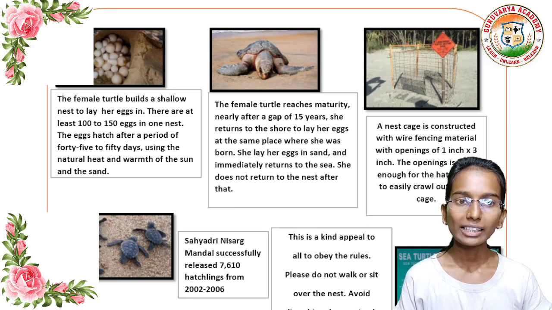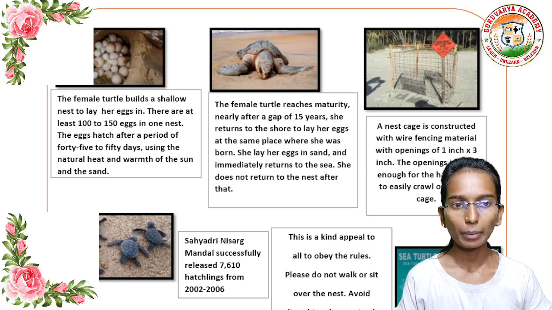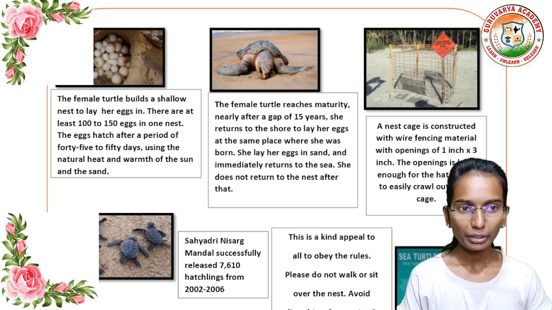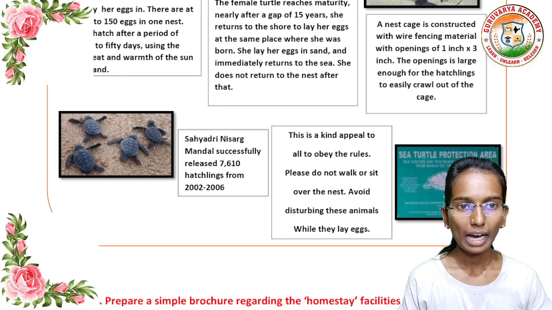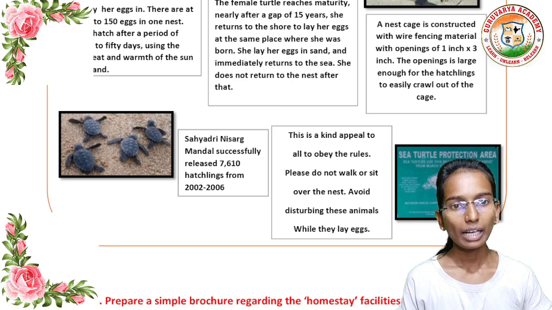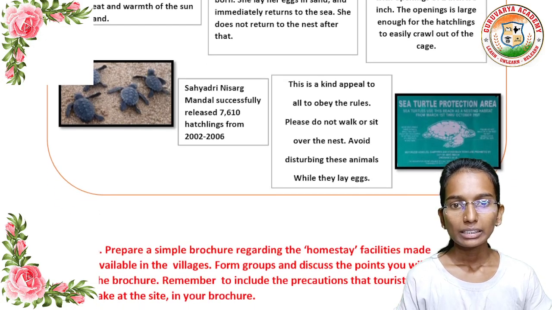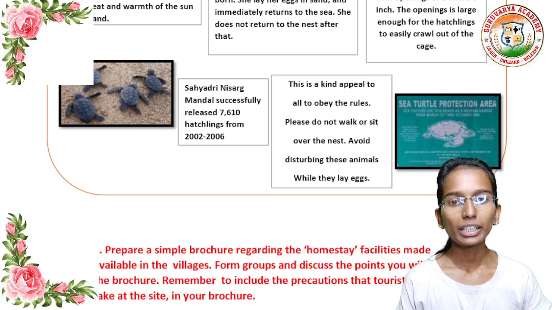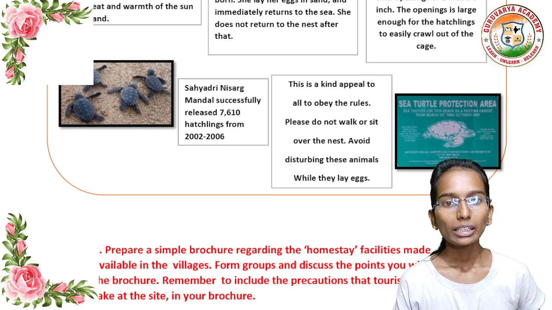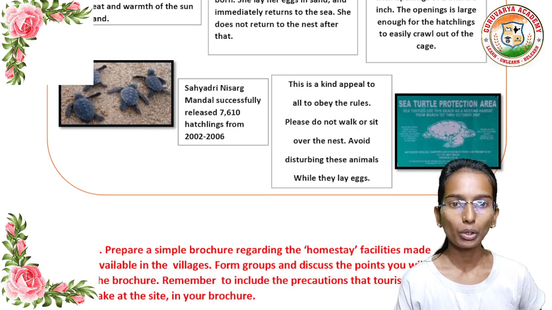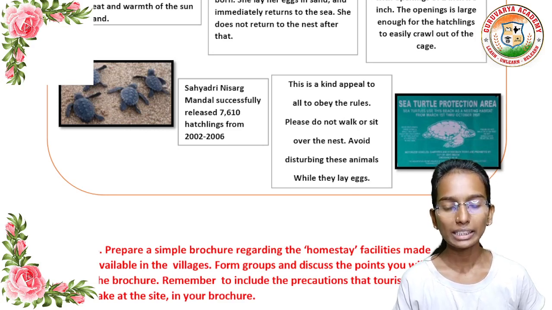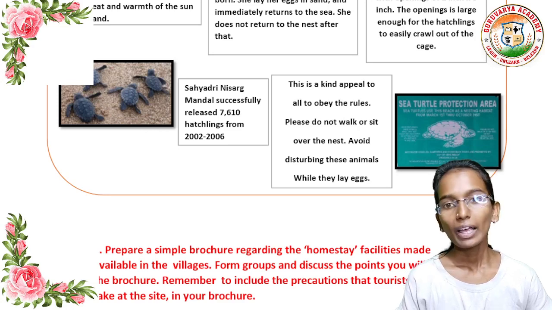Next, the nest cage is constructed with biofencing material with openings of 1 inch to 3 inches. The opening is large enough for the hatchlings to easily crawl out of the cage. Next, Sahyadri Nisarga Mandal successfully released 7,610 hatchlings from 2002 to 2006. This is an appeal to all to obey the rules. Please do not walk or sit over the nest. Avoid disturbing these animals while they lay eggs.